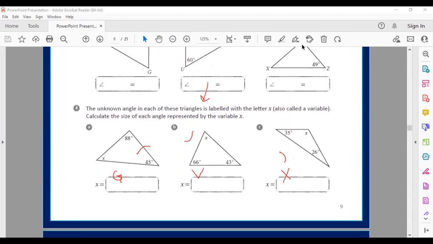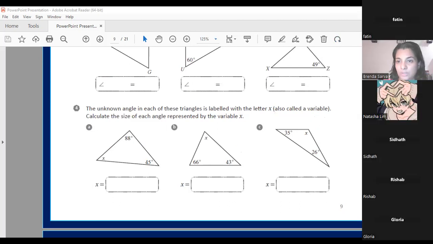Again, the questions here. The unknown angle in each of these triangles is labeled with the letter X. Now, it's also called a variable. Your algebra is coming to visit you because it misses you so much. What is x? This is easy. This is also easy. You can do it. I know you can. Can I have a thumbs up if you can do this, guys? I'm going to leave you with this to do. You've got to do some work after this.